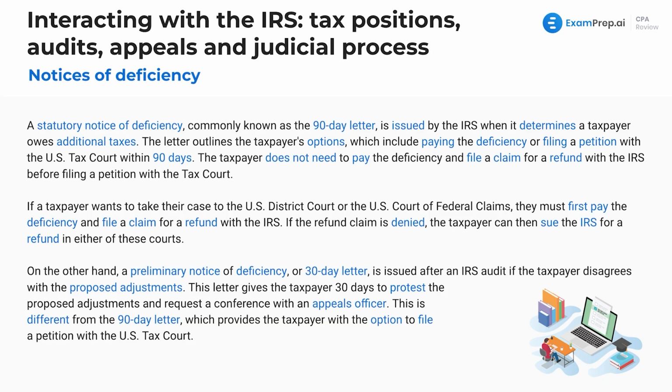On the other hand, a preliminary notice of deficiency or 30-day letter is issued after an IRS audit if the taxpayer disagrees with the proposed adjustments. This letter gives the taxpayer 30 days to protest the proposed adjustments and request a conference with the appeals officer. Again, this is kind of what we saw before, just a nice recap. Make sure you're quite familiar with all of this. This is different from the 90-day letter, which provides the taxpayer with the option to file a petition with the U.S. Tax Court. Make sure you know everything you need to for these notices of deficiency. That's pretty much a wrap on our courts, our judicial process. Let's wrap it up with a nice summary.